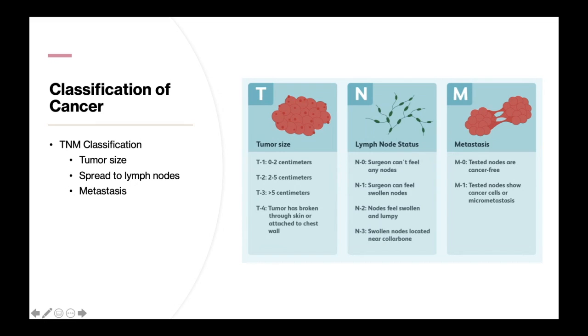The T represents the size, the tumor size. The N is the spread, and the M is whether or not it has metastasized. This is definitely a slide you want to make sure you know. A very small tumor is a T1, 2 to 5 centimeters is a T2, and 5 centimeters is a T3. T4, now it has broken through the skin, or it attaches to the chest wall. You don't have to memorize the numbers, just know smaller, medium, large, and bigger than 5 centimeters is considered a fairly large tumor.